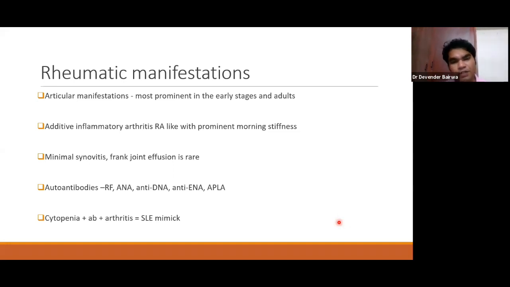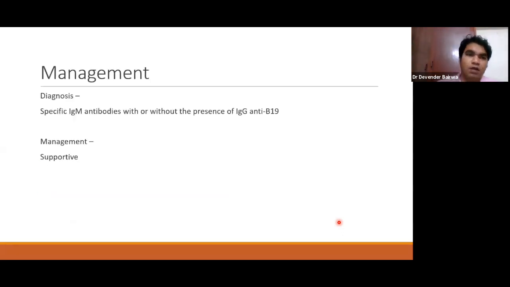So this is important for us when we diagnose our patient with SLE. We have to think about some common viral illnesses, including parvovirus B19. As far as management is concerned, we know that IgG antibodies are present in more than 90% of people, so there is no point in screening for these antibodies. So we screen for specific IgM antibodies without the presence of IgG anti-B19. If symptoms are there and the IgM antibodies are positive, mostly we are dealing with a case of parvovirus B19.